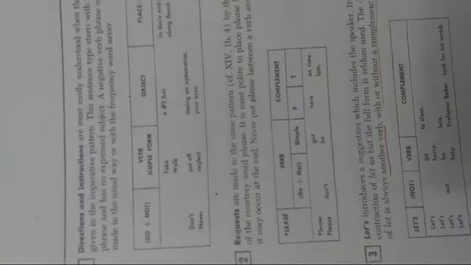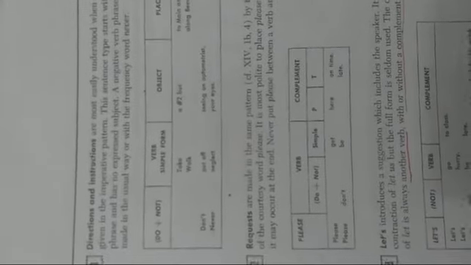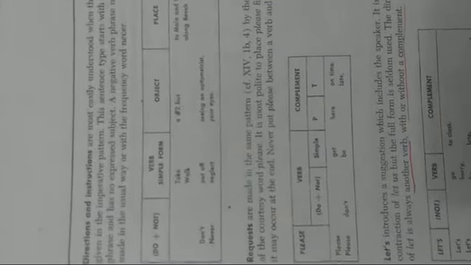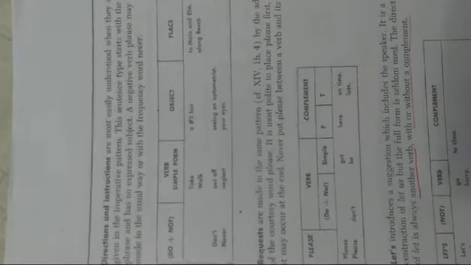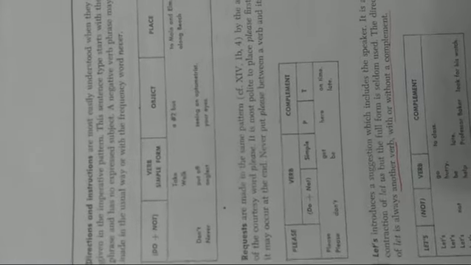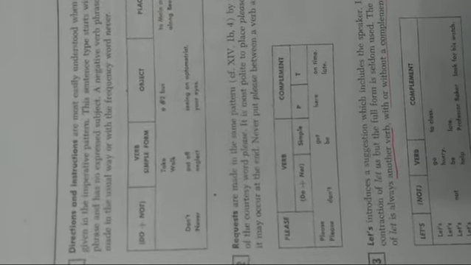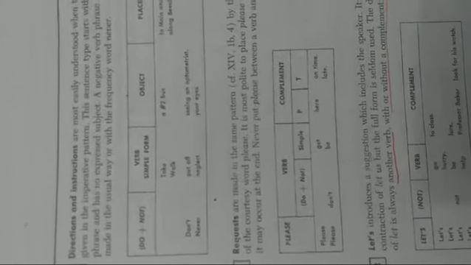Actually, these constructions are most easily understood when they are given in the imperative pattern. This sentence type starts with the verb phrase and has no express subject. A negative verb phrase may be made in the usual way or with the frequency word never. So when you want to give directions or instructions to someone, we usually tend to use the imperative form.